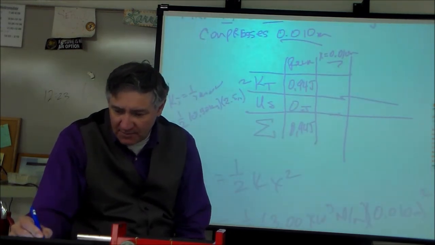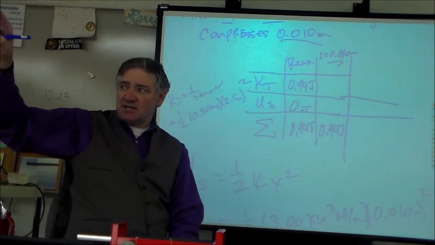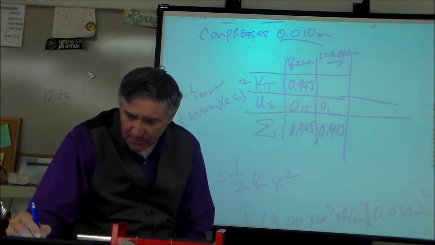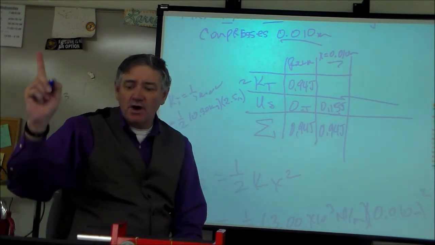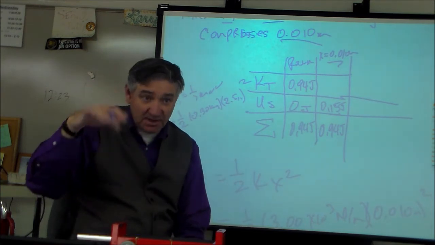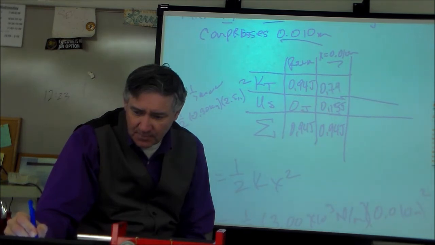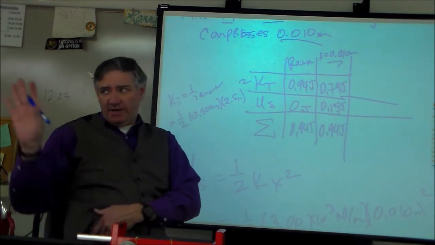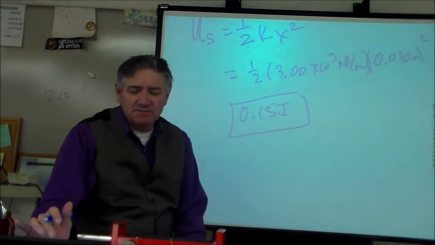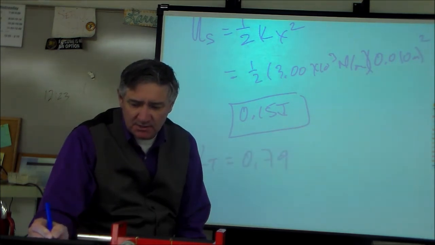So of these 0.94 joules, how much of it has changed into Us? 0.15, right? So how much energy is going to remain as kinetic? The difference between those two, which is 0.79 joules. Okay? Makes sense. Good. So at this point, I have remaining kinetic energy of 0.79 joules.